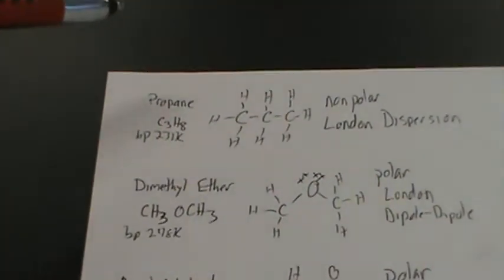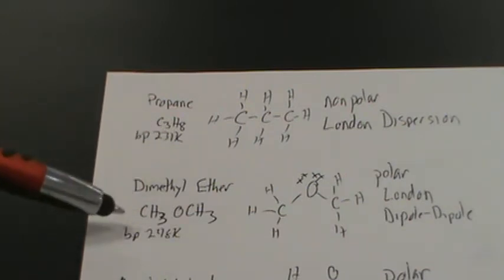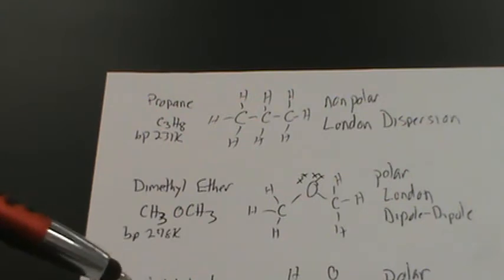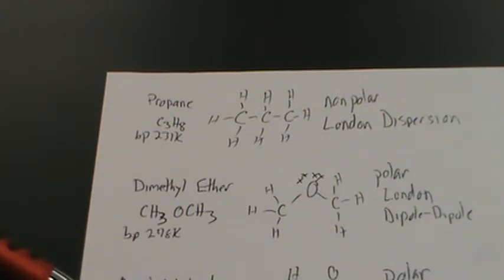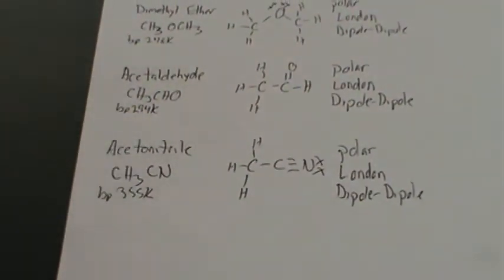If you look at these, I also put down the boiling point. So for propane, the boiling point is 231 Kelvin, dimethyl ether, 248 Kelvin, acetaldehyde, 294 Kelvin, and for acetonitrile, sorry, I need to move that up, 355 Kelvin.